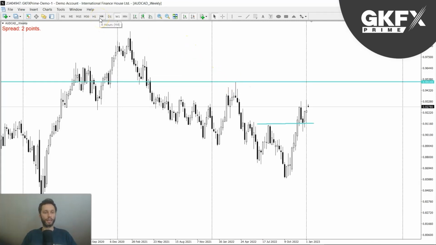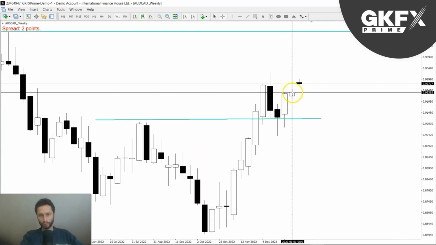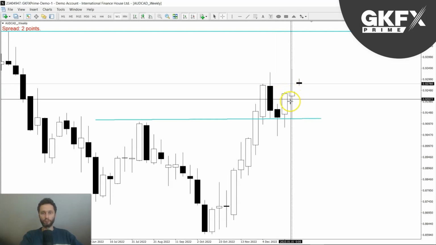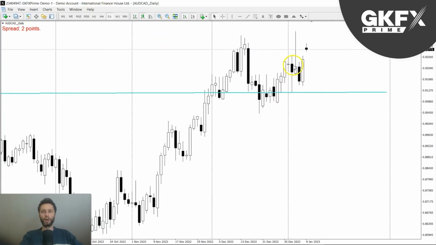So what are we going to look at now? Well, you can see last week the candle did close slightly, ever so slightly bullish. So there is bullishness, more bullishness than bearishness, that's for sure. So I'll be looking for that continuation and continuing to move higher.